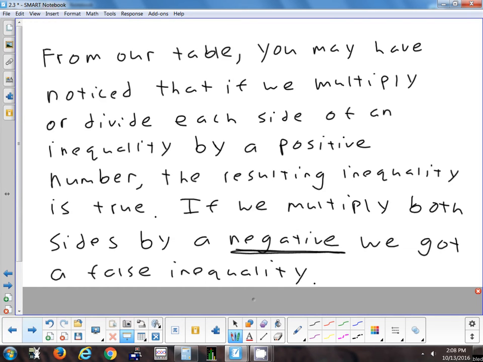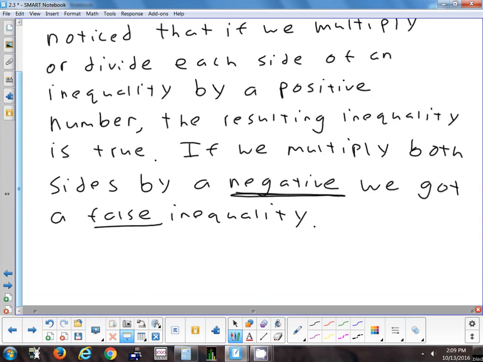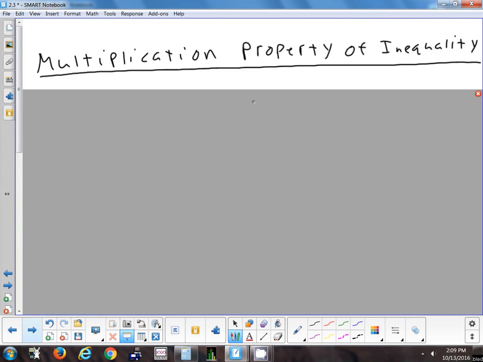If you multiply or divide both sides by a negative, we got a false inequality. Okay, so multiplying and dividing by a negative, that gave us a problem. So we can't have that. We gotta fix that somehow. And that's what we're gonna fix right now. Okay, so on your sheet you've got two properties side by side. Multiplication property and then division.